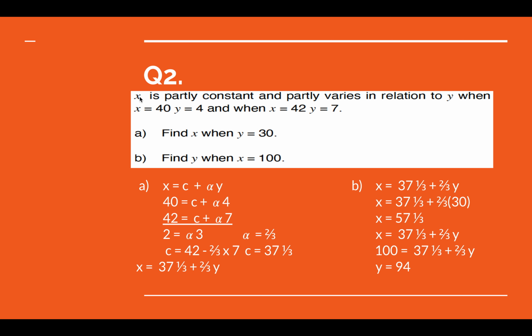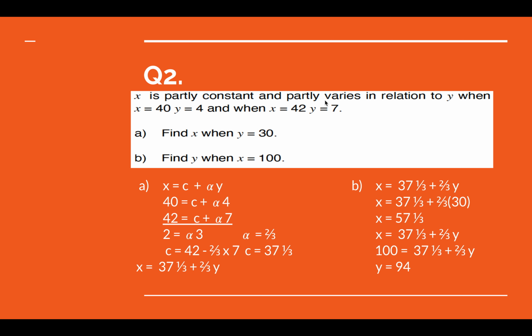So here we're told that X is partly constant. Because of this statement, X is partly constant, we know that X is equal to some constant plus, that is the partly constant one. So our constant here, we're just going to call it C. And partly varies in relation to Y. So for writing our varies relation, we write alpha Y, and this simply means that X is proportional to Y, or X varies as Y varies.